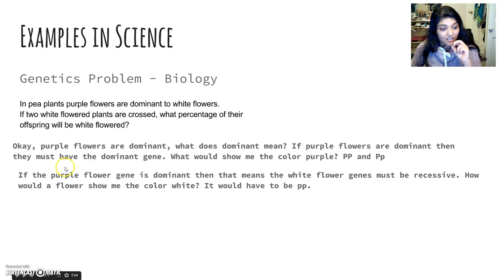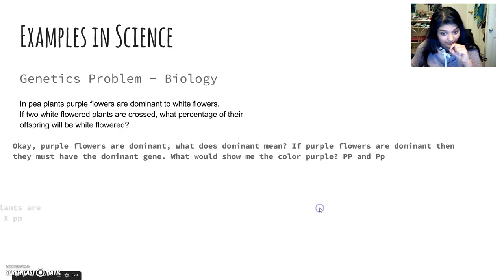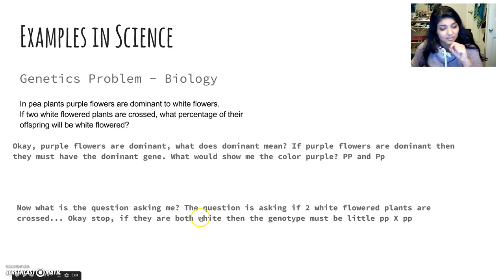Now I'm going to go back and think, okay, if the purple flower gene is dominant, that means the white flower ones must be recessive. If they're recessive, how does something show me that recessive phenotype? How would a flower be white? It would have to be little p, little p. Now what is the question asking me? If two white-flowered plants are crossed, what percentage of their offspring will be white-flowered? Okay, going back, if two white-flowered plants are crossed, what does that mean? Okay, so it's asking me if two of the white flowers, which means the genotype for both of them must be little p crossed with little p.